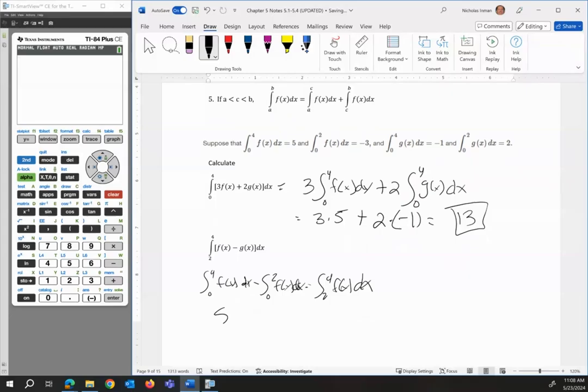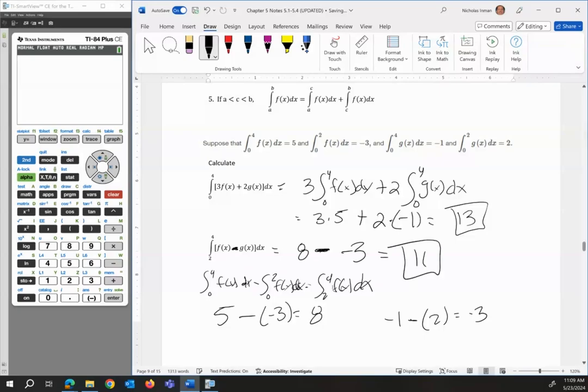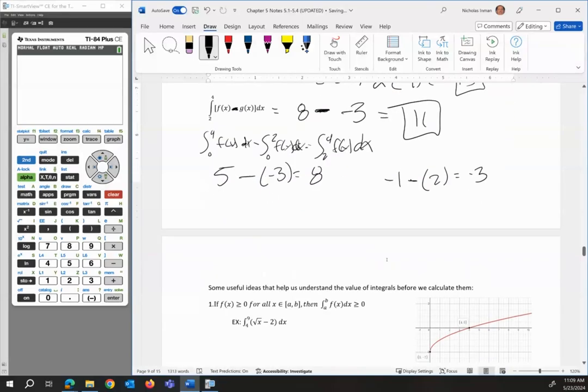So we know 0 to 4 was 5, minus the 0 to 2 part was negative 3. So 5 minus negative 3 is 8. So I need to do 8 minus the g function, same idea. From 0 to 4 was -1, minus from 0 to 2 is 2. So that's -3. And since it's minus in the middle, I'm going to minus in the middle here. So 8 minus -3 is 11. So we can use some of these properties to break apart integrals, to look at different pieces of them, and to help us solve little tiny problems like that.